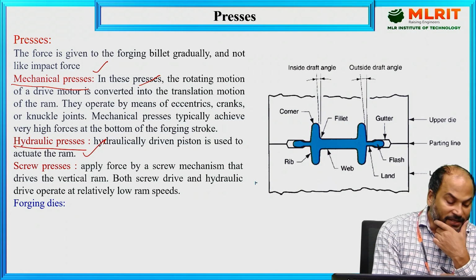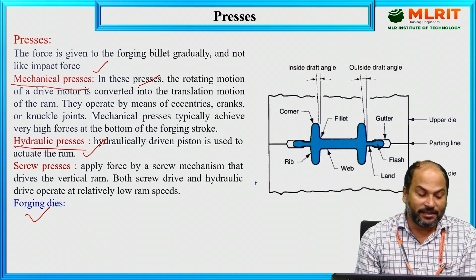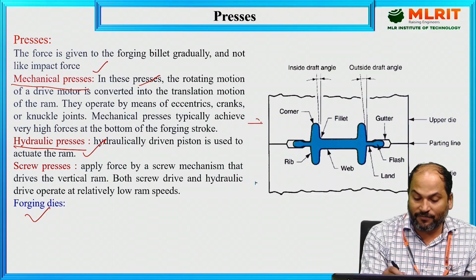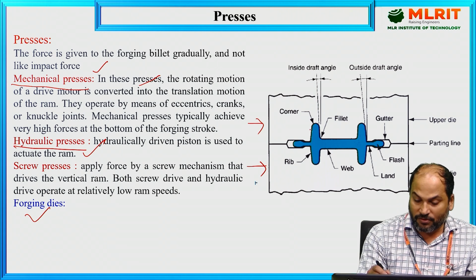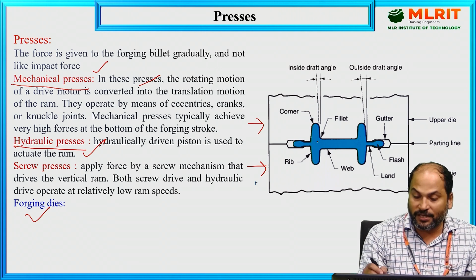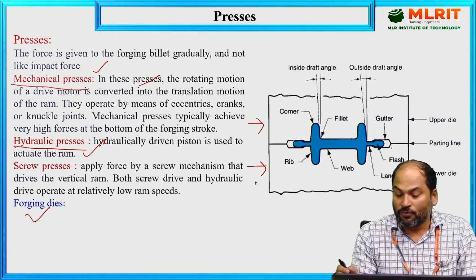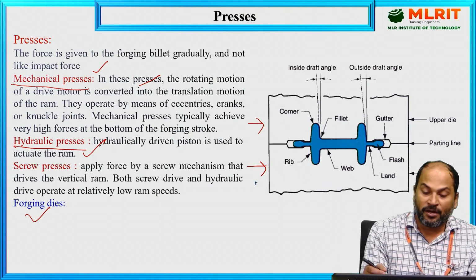Now, what are the terminologies of this forging die? Different terminologies are there in the forging die. Here is the diagram we can see. This is one half of the die, this is the second half of the die, and this is the workpiece or die impression where we have filled the specimen and then applied the force. Finally, it has taken the shape. One by one, we'll see the main terminologies.